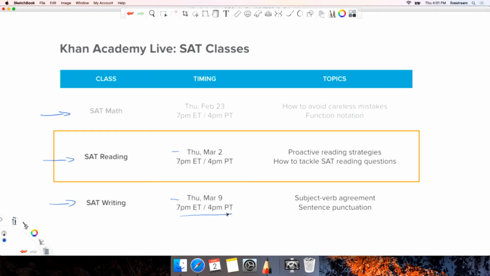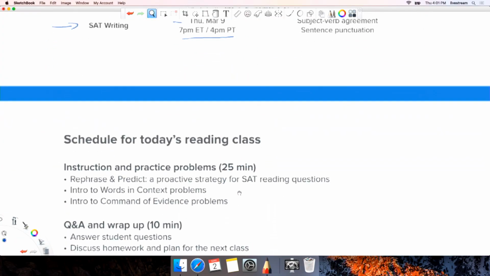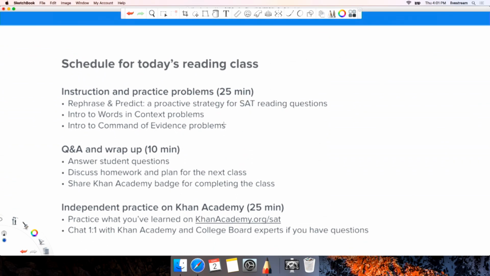These are all the classes that we'll have planned, and for today, let's take a look at what we'll cover for SAT reading. For today's class, the first 25 minutes I'll spend giving some instruction and doing some practice problems together. Specifically, I'm going to introduce a strategy called rephrase and predict, which is a more proactive approach that you can use for SAT reading questions that I found really helpful and that many students find helpful to try. Next, I'll cover words in context problems and command of evidence problems as well, and we'll do some practice problems together.